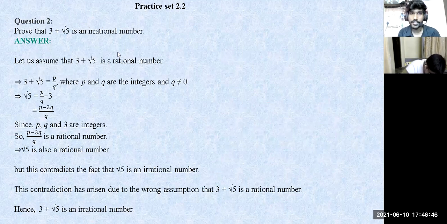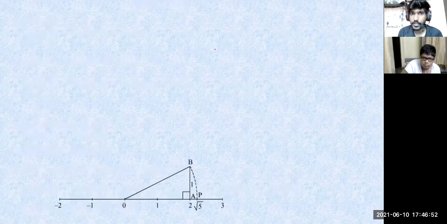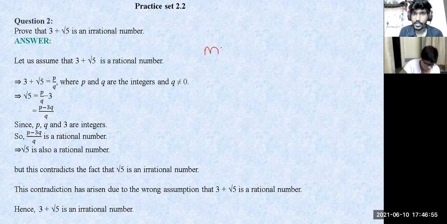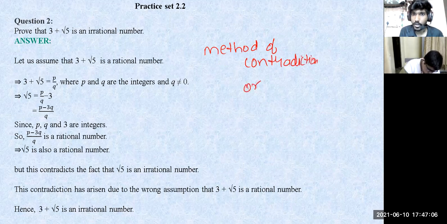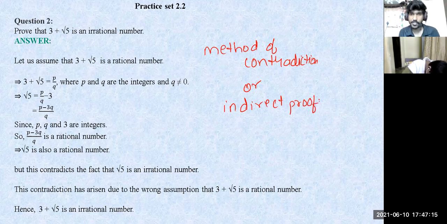One more thing, this proof is called the method of contradiction, or there is one more name for it: it is also called indirect proof. So in the exam, they can ask, by method of contradiction or by indirect proof, show that so and so is an irrational number. So you should be familiar with these names.